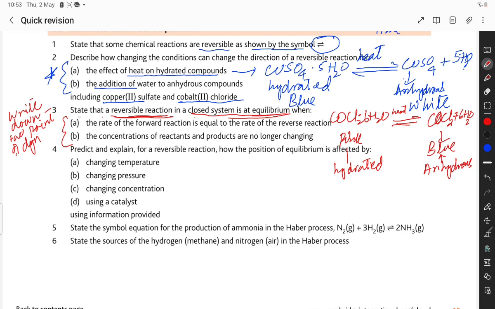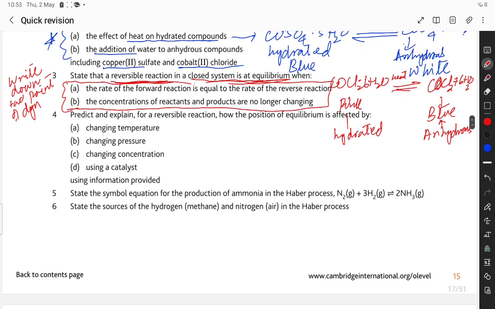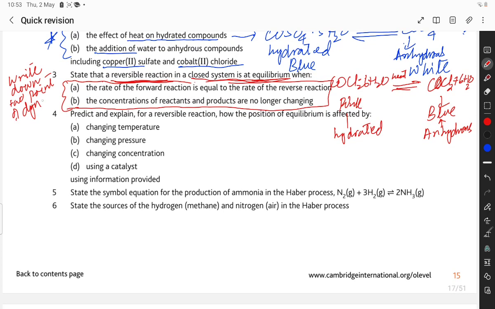Dynamic equilibrium, this is the definition with 2 points. You are supposed to write down like this. So please learn these 2 points. This is a very important topic, and this is always assessed in the exam. You have seen it in previous past papers, and this can be assessed in 2024 as well. Write down 2 points of dynamic equilibrium. Please learn these 2 points.